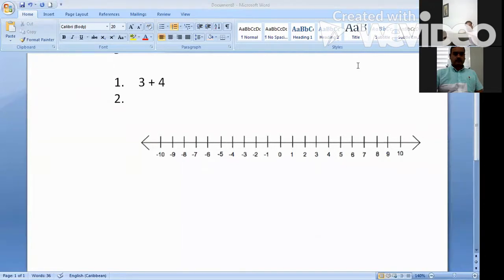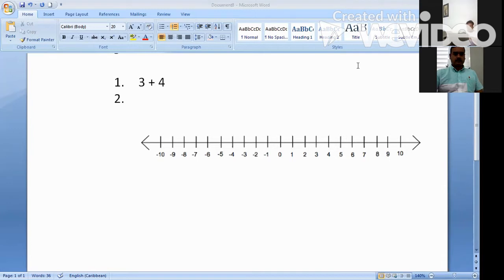Hello everybody, this is Mr. Stevens. Today we're going to look at adding and subtracting integers. All right, so we all know that an integer is either a positive or a negative number. Now, we can use a number line to add and subtract integers, and that's what we're going to look at.